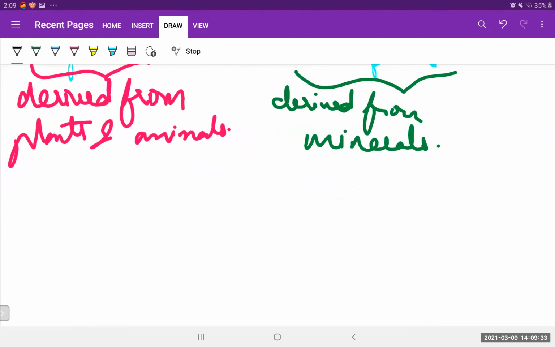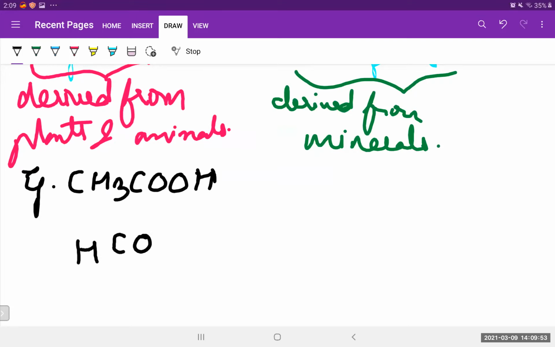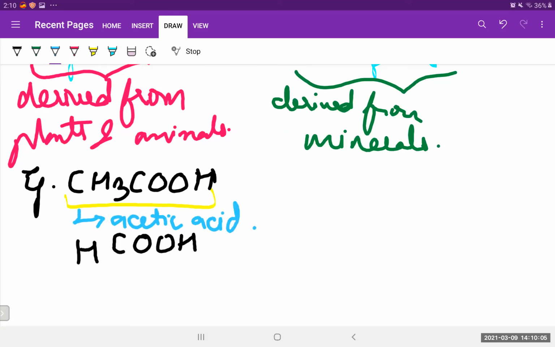Next, we move on to some examples of both of these. If I take an organic acid, we have to write some organic compound. What organic compounds can be there? CH3COOH. Yes, it is an organic compound, isn't it? This is what everybody knows. It's very famous. This is acetic acid. And this one is HCOOH, formic acid, isn't it? Yes.